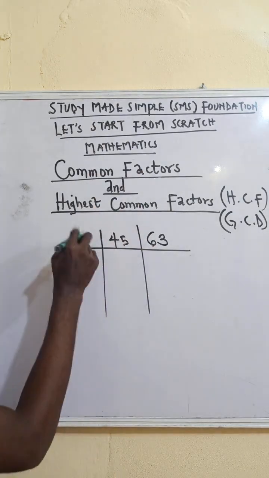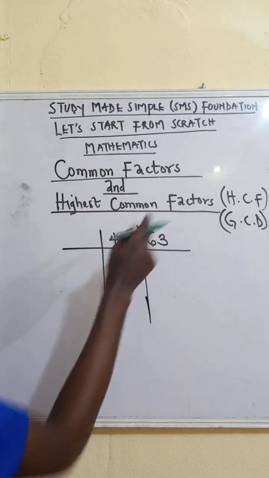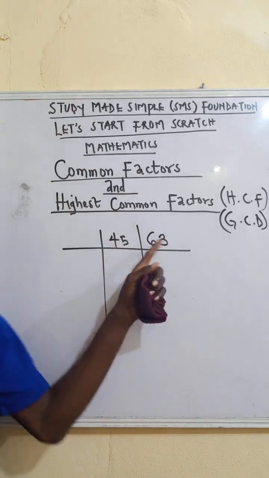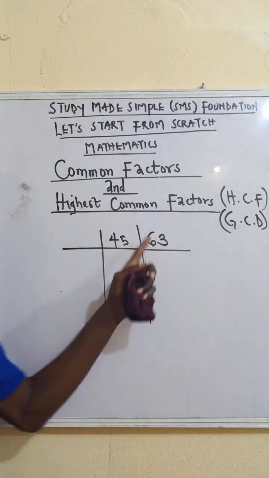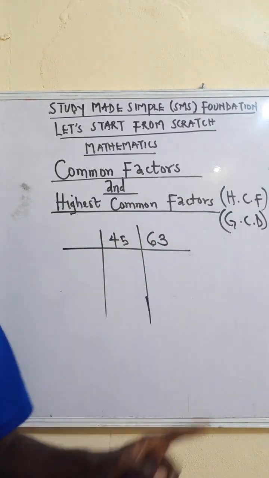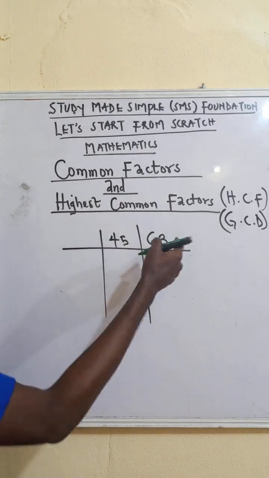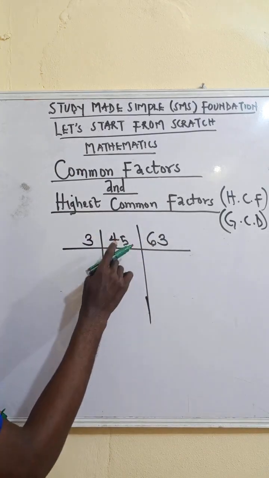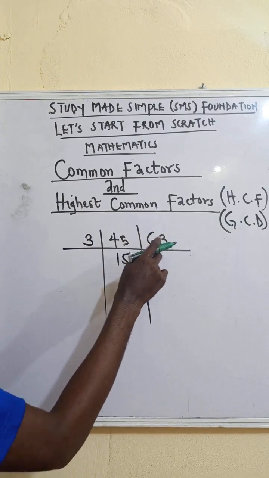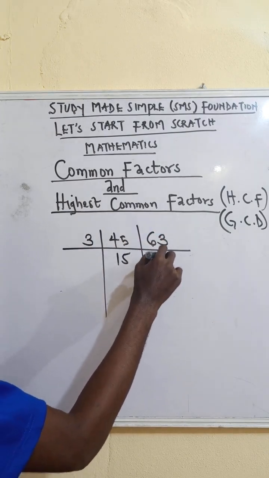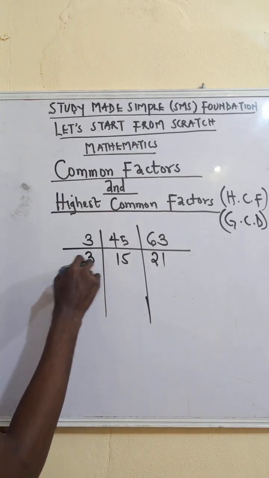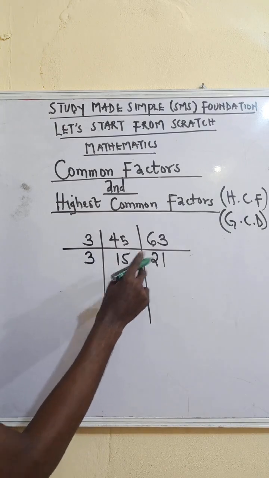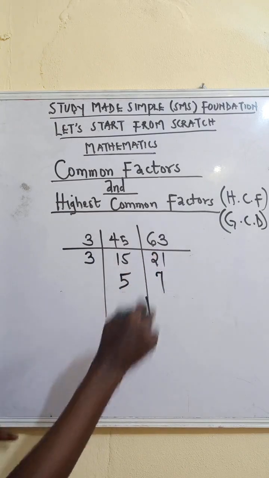Good. Then I will look for numbers that can divide both of them, apart from 1 which can go in both of them. So 3 can divide both of them. So 3 here will give me 15 and 3 here will give me 21. What else can go? Of course, 3 can still go in both. 3 in 15 will give me 5 and 3 in 21 will give me 7.